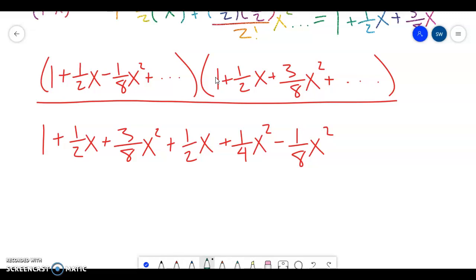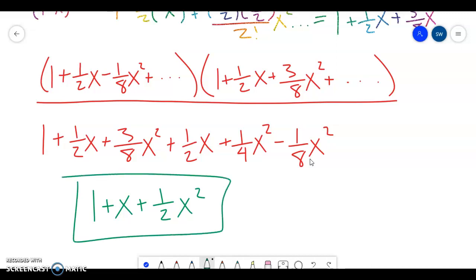Now all that's left is to combine like terms. We have 1, and then x to the first is 1/2 x, 1/2 x, so plus x. And then all the x squared: 3/8, 2/8, so 5/8, and then minus 1/8, so 4/8, so positive 1/2 x squared. And that's it.